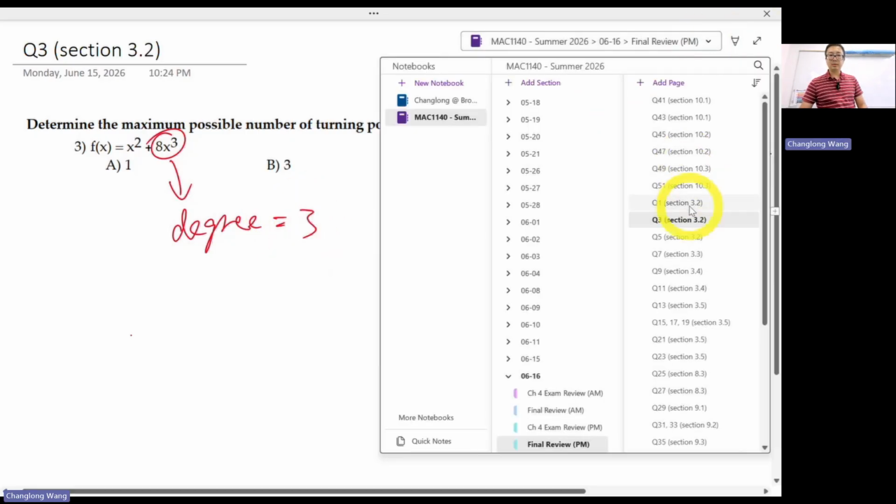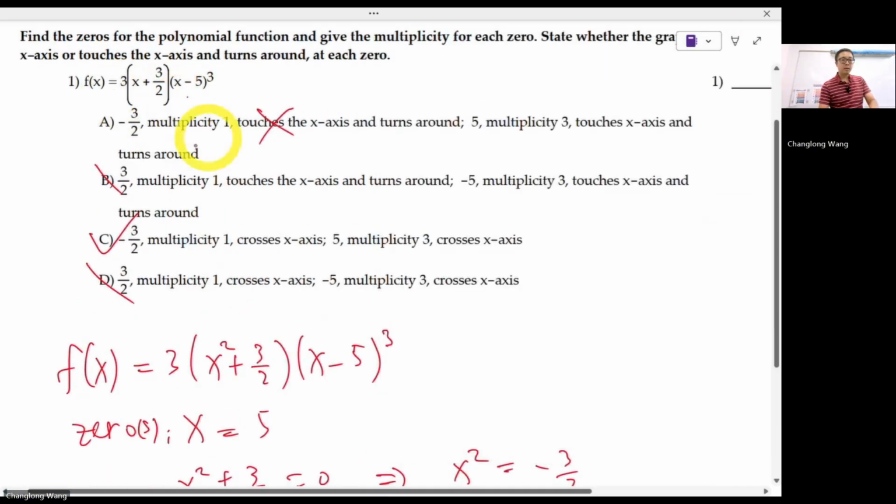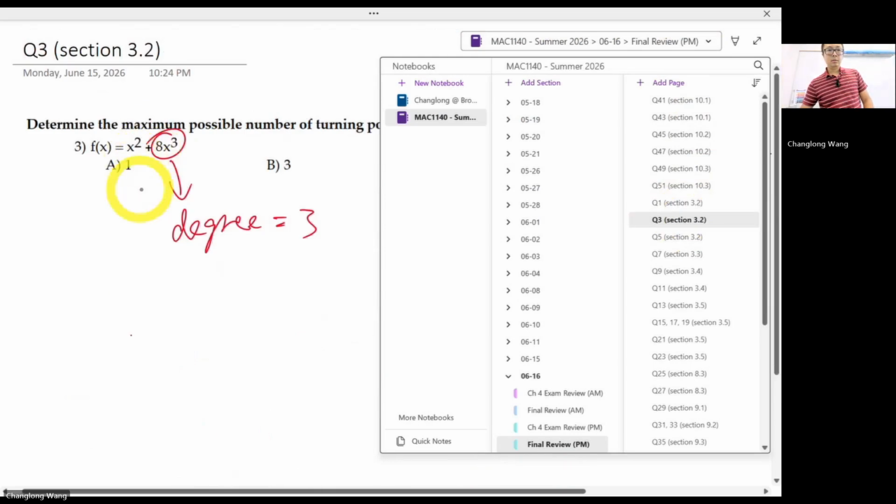Look at the difference between these 2 polynomials. The one I have over here has a degree 1 from this factor and degree 3 from that factor. The x plus 3/2 is a binomial factor, and x minus 5 is also a binomial factor. What I mean by factor is the part in an expression that gets multiplied together. If you're looking at factors, their degrees add up, but not the terms.